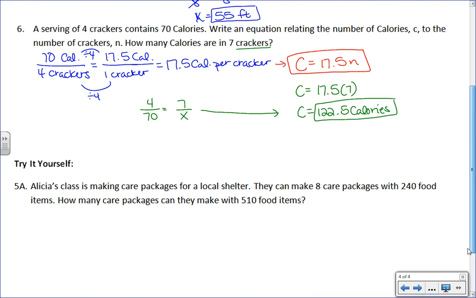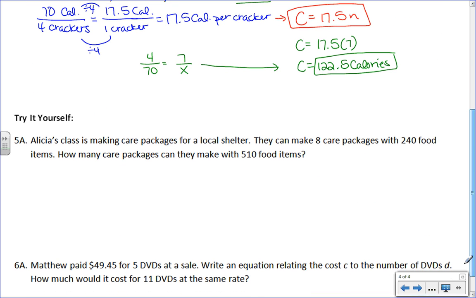Alright, and the last thing we have is two problems, again, for you to try on your own. So pause the video, work through those two problems. When you're ready to check your answers, hit play to restart the video, and you can check and see how you did.